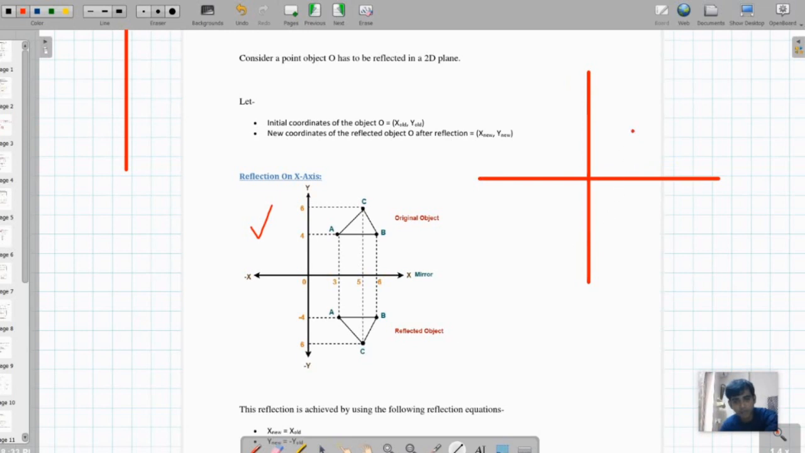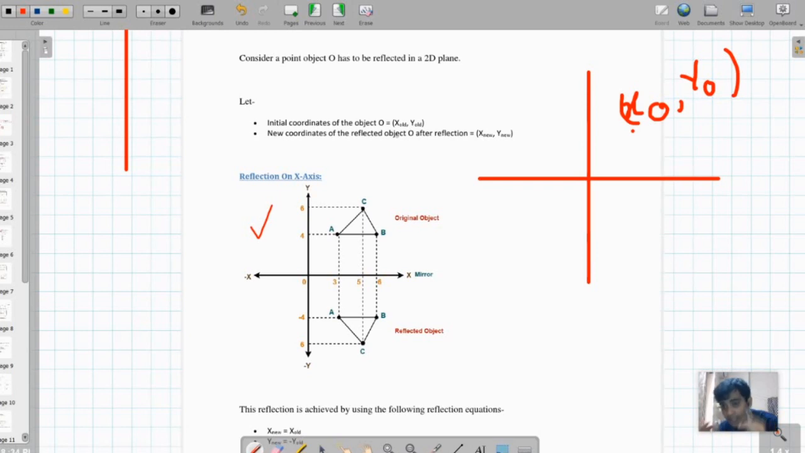Now have a look at this diagram as it has been mentioned in the statement. You have a point x old, y old, then you need to reflect the object, and after reflection the coordinates are x new, y new. Now when we say reflection, we need to mention with respect to which axis the reflection should be performed. It might be with respect to the x-axis, it might be with respect to the y-axis.